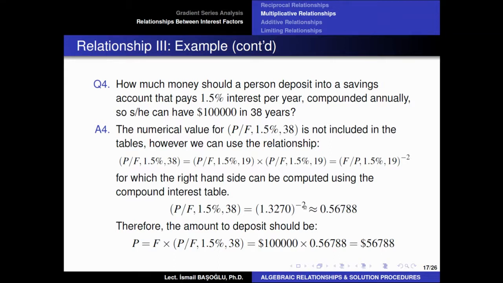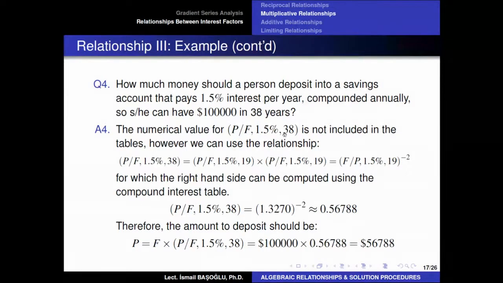Now, if you take the power at minus 2, you are going to calculate our value as 0.56788. Okay. Now the question asks us: if the future value is going to be $100,000, what should be the present value? We need to multiply that future value with a single payment present worth factor for 1.5% interest rate for 38 years. And that value is approximated by the multiplicative relationship. That makes $56,788.